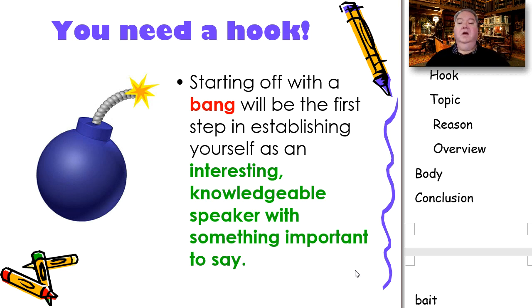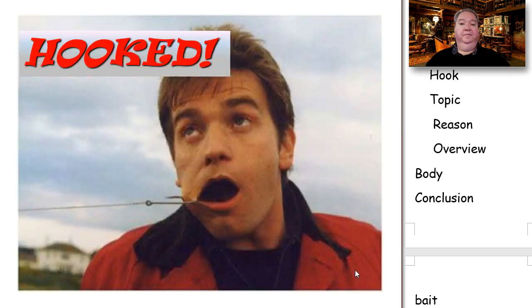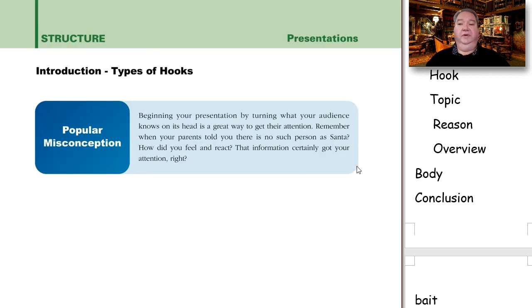So, how do hooks work? Well, there's several different ways to do it, and let's look at a few examples. One is a popular misconception. Popular means that many people believe it, but a misconception means that they believe it, but it's something that's actually not true. So to use this as a hook, you would tell the audience what the popular misconception is, and then give them the correct information.